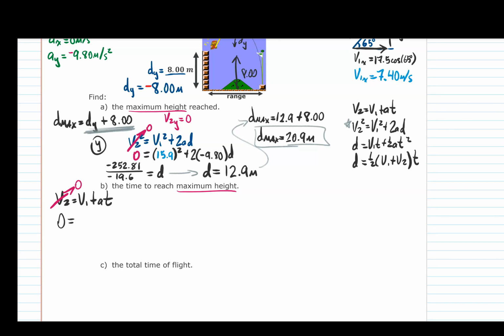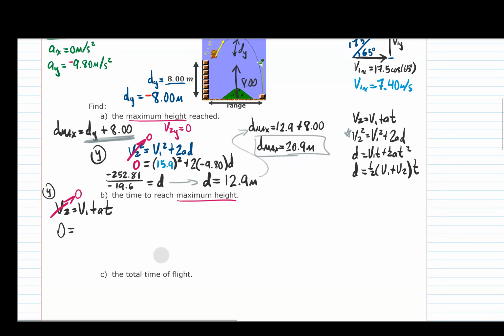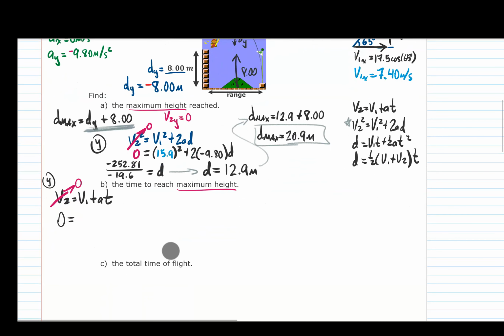So this should come together pretty quick. Zero equals, this is all y direction, V1 in the y direction was 15.9. Remember that from earlier. A, or acceleration in the y direction, is always negative 9.8 for projectile motion. And t is the only missing variable. So t here, I'll just rearrange it quickly in my head, would be 15.9 divided by 9.80. You should pause the video and check that yourself if you don't know how I got that. It's just a bit of math, solving for t.